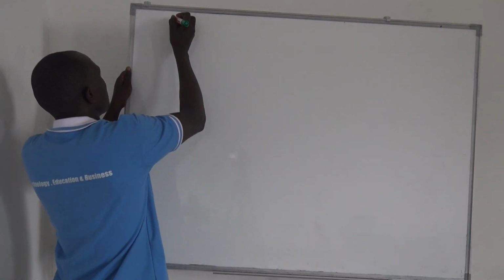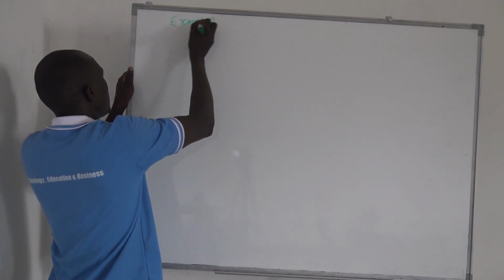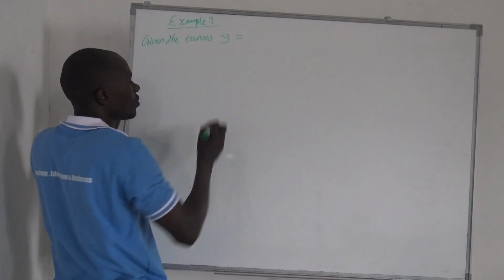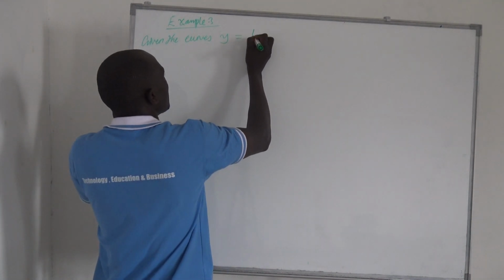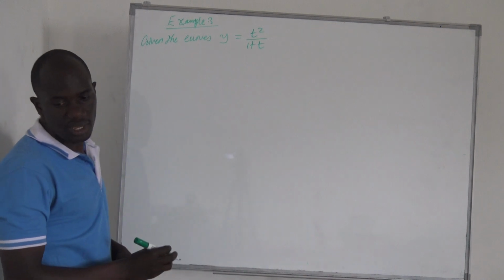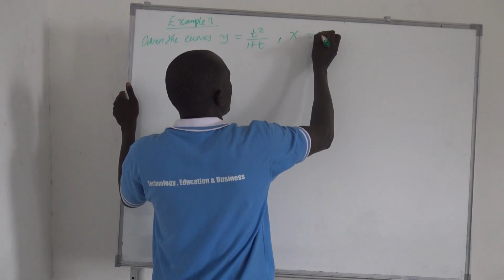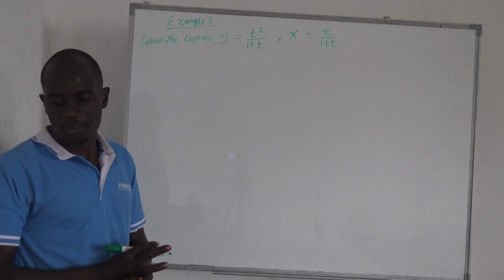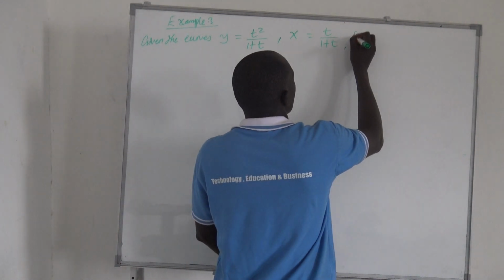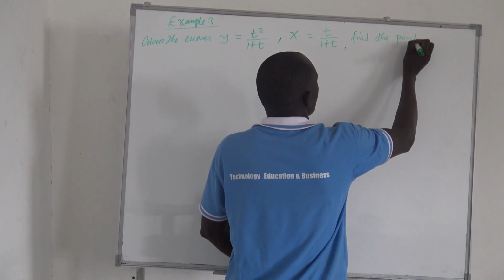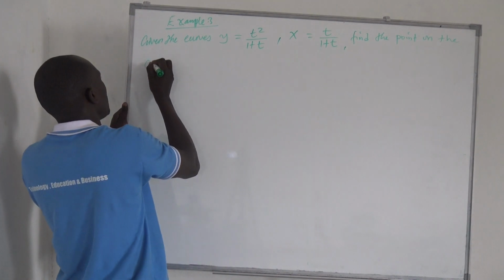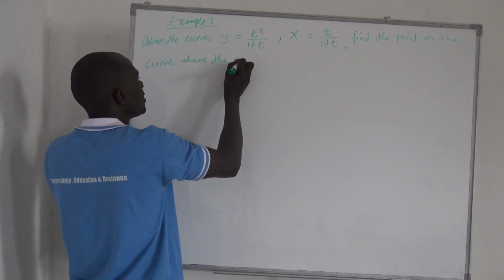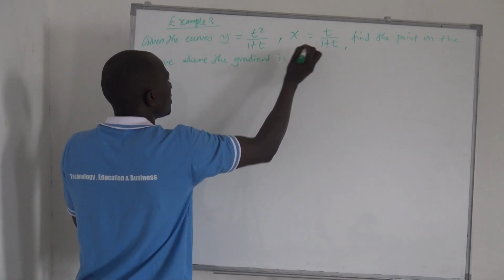Example 3 goes: given the curves y equals t squared over 1 plus t, and x equals t over 1 plus t. Find the point on the curve where the gradient is 15.